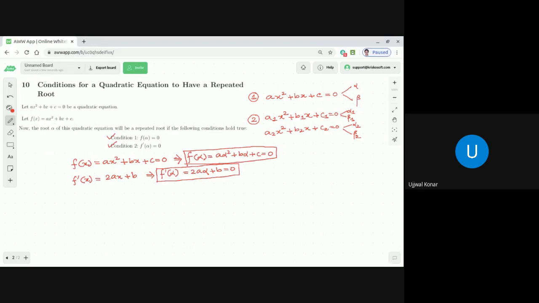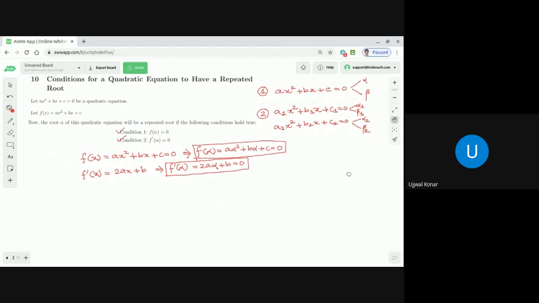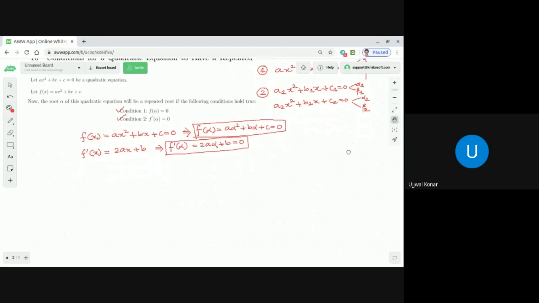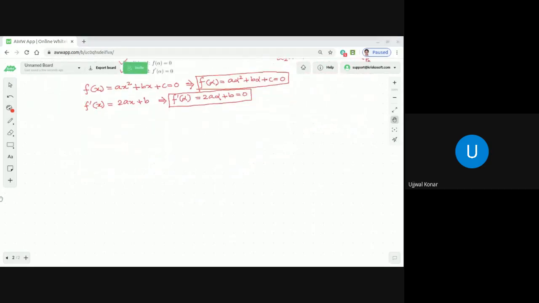Now the next point, dear students, that I'm going to discuss is that I already gave a brief overview when we are dealing with two quadratic equations. What is that? The conditions for two quadratic equations to have a common root. And also we'll find what the common root is.